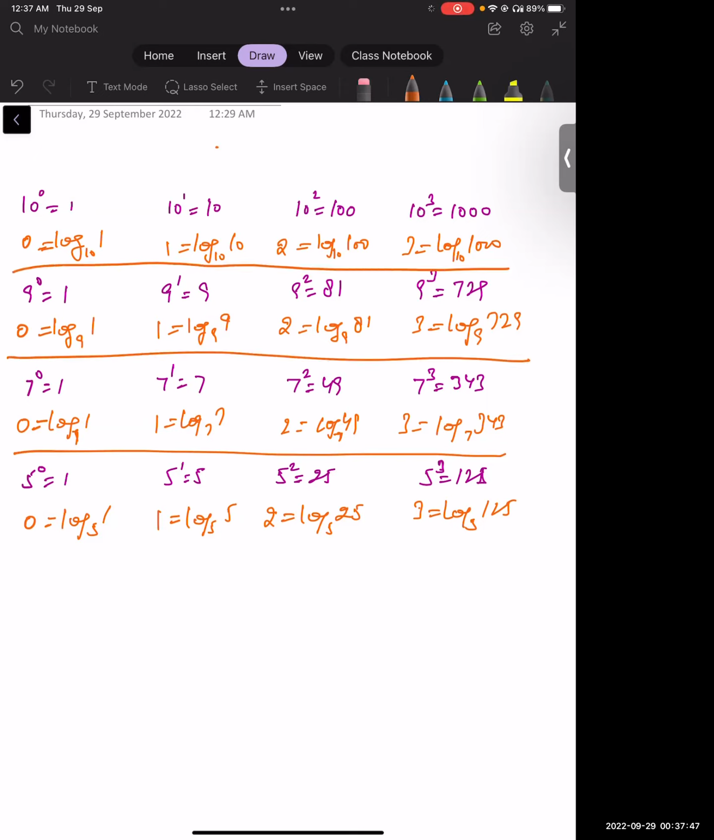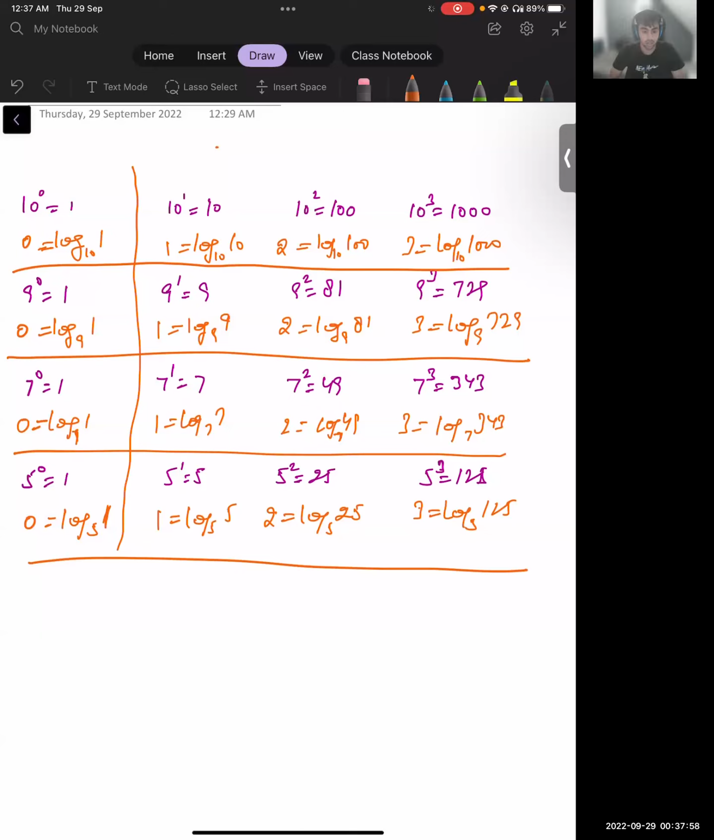So what is the conclusion that we can draw from all these terms? Firstly, from the left hand side, anything to the power of 0 is 1. I can say log 1 is always 0. Log 1 is always 0, irrespective of the base.